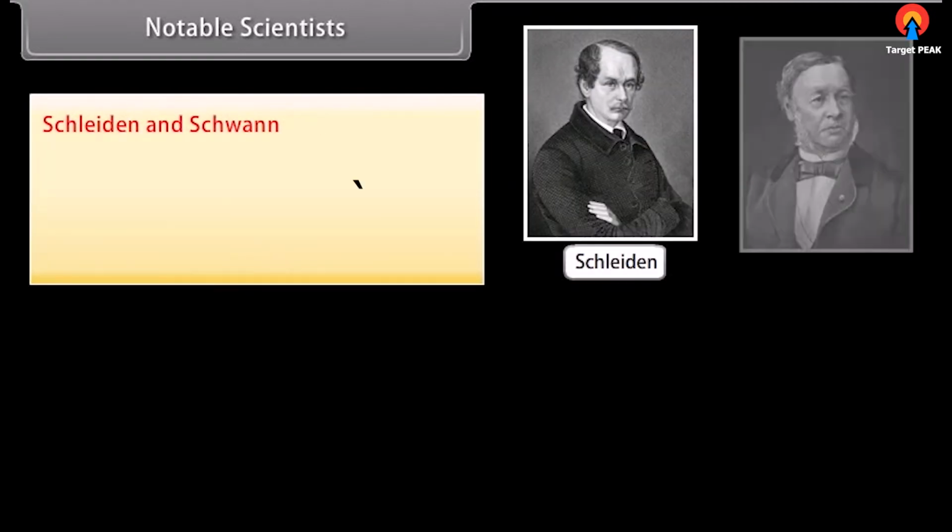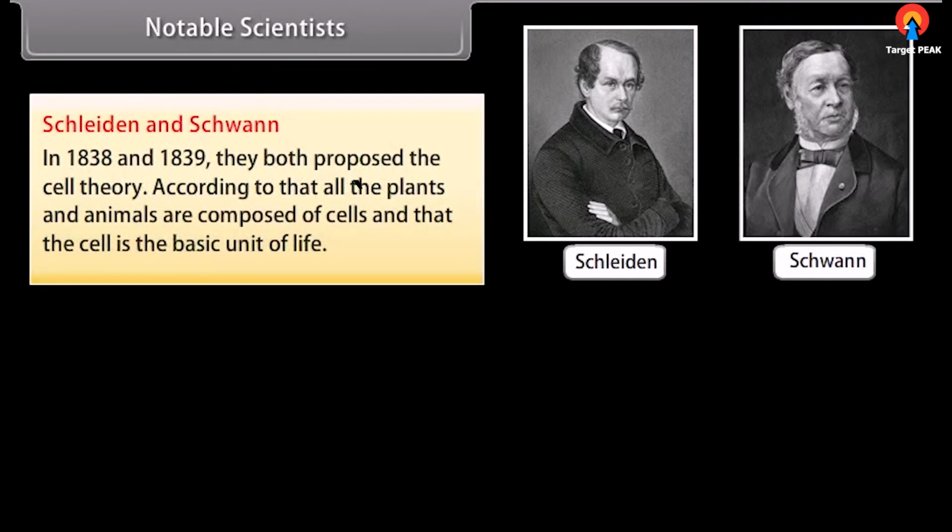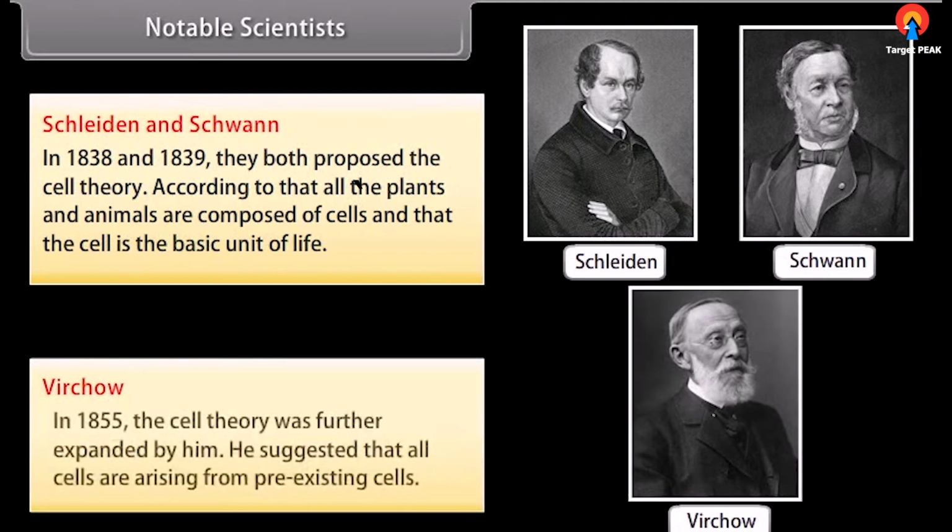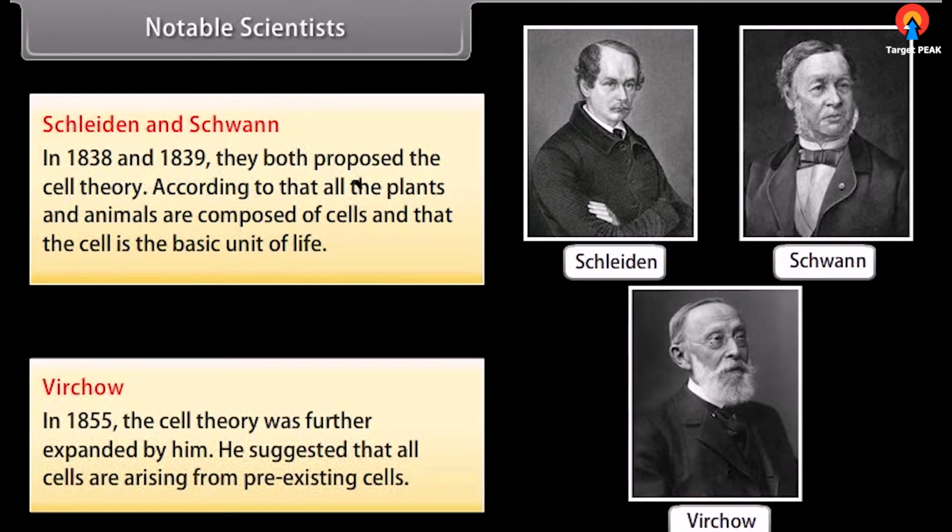Schleiden and Schwann. In 1838 and 1839, they both proposed the cell theory. According to that, all the plants and animals are composed of cells and the cell is the basic unit of life. Virchow. In 1855, the cell theory was further expanded by him. He suggested that all cells arise from pre-existing cells.